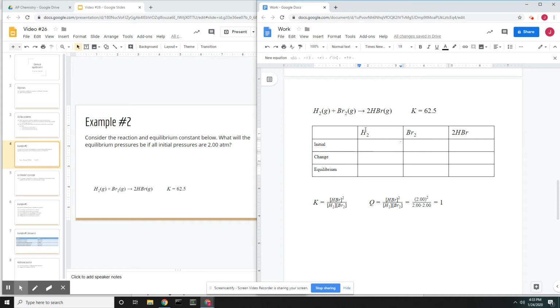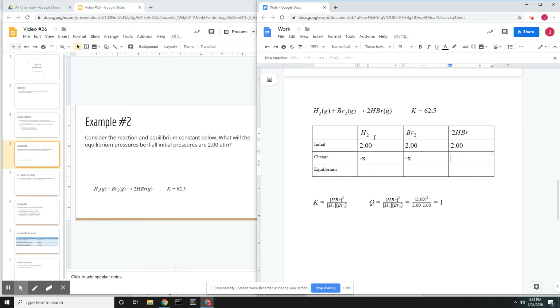ICE box just means I'm making a box. I've got a column for each reactant or product, and then I've got 3 rows: one for initial, one for change, one for equilibrium. All of these are initially at 2.00. Now that I've solved for Q, I know that I'm going to be producing products. So I'm going to be getting rid of some of this H2. I don't know how much, so I'm going to call it X. I'm going to be getting rid of the same amount of Br2 since it's a 1-to-1 mole ratio.